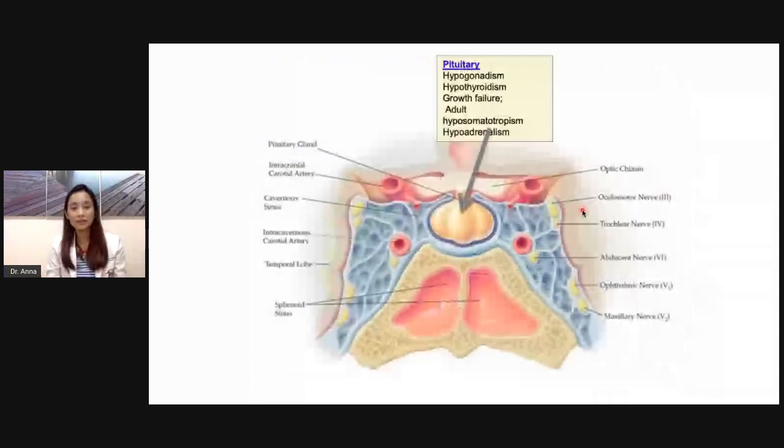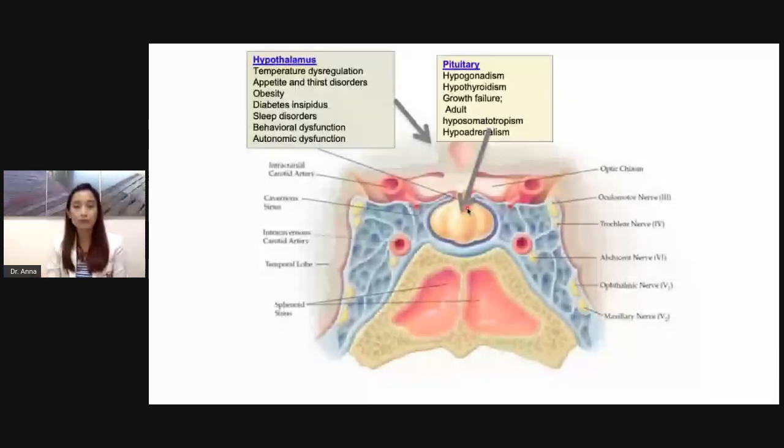So for example, if the pituitary gland grows within itself, you can have hypogonadism, hypothyroidism, growth hormone deficiency, and even adrenal deficiency or hypoadrenalism. If your tumor goes upward and affects your hypothalamus, you can have temperature dysregulation, appetite and thirst disorders, even obesity, diabetes insipidus from failure to secrete vasopressin, sleep disorders, even behavioral and autonomic dysfunction.